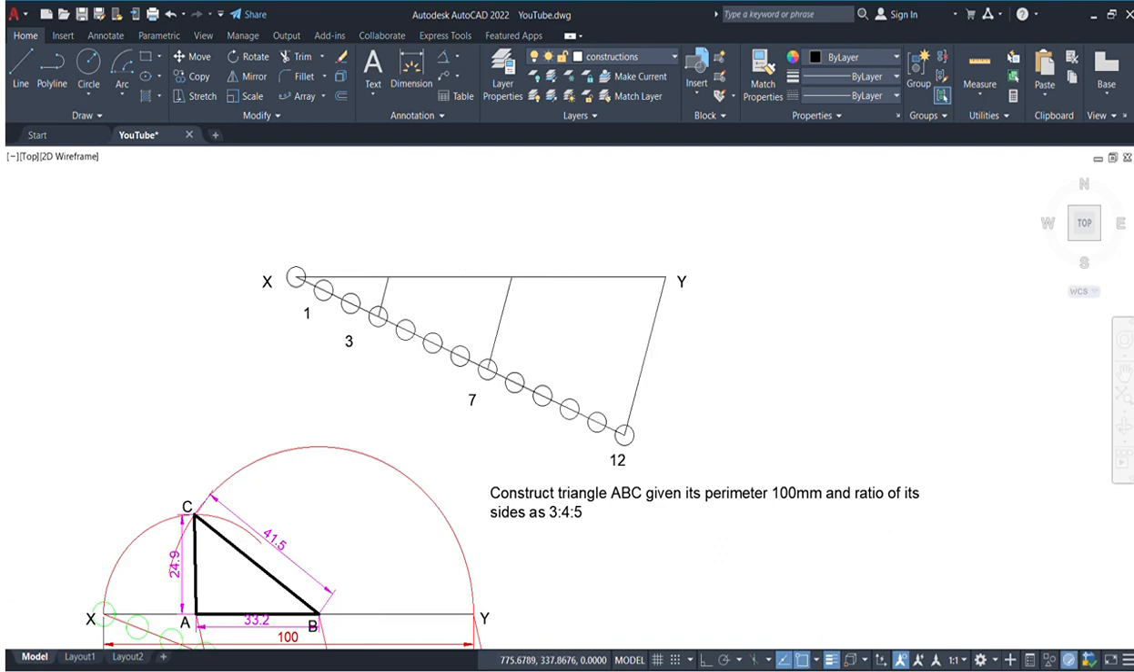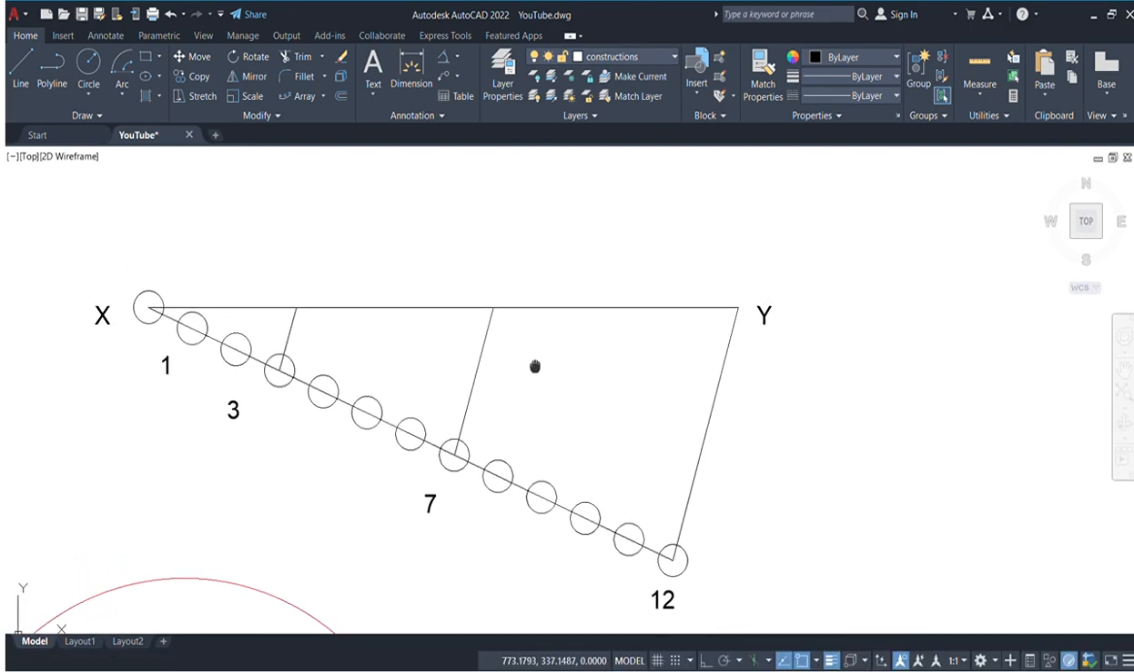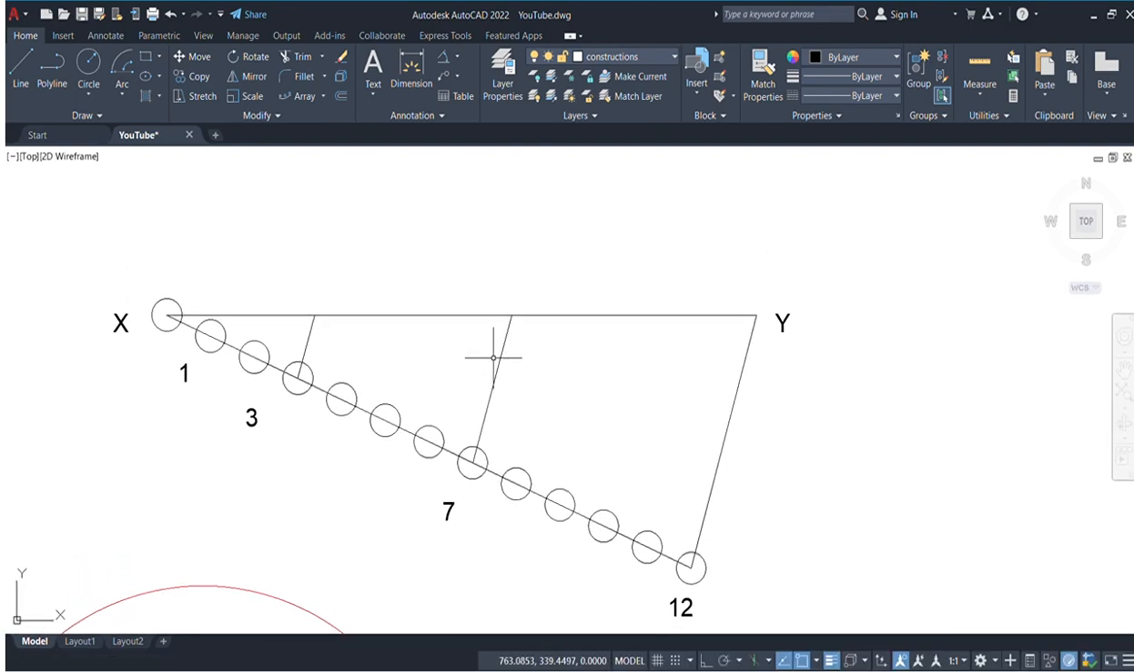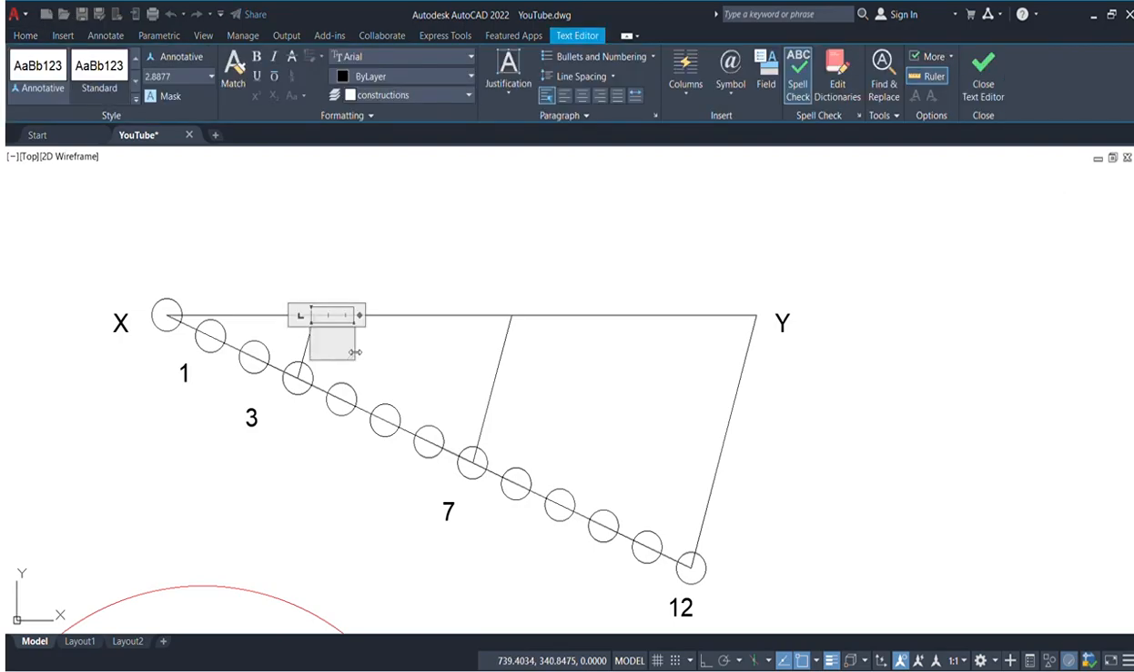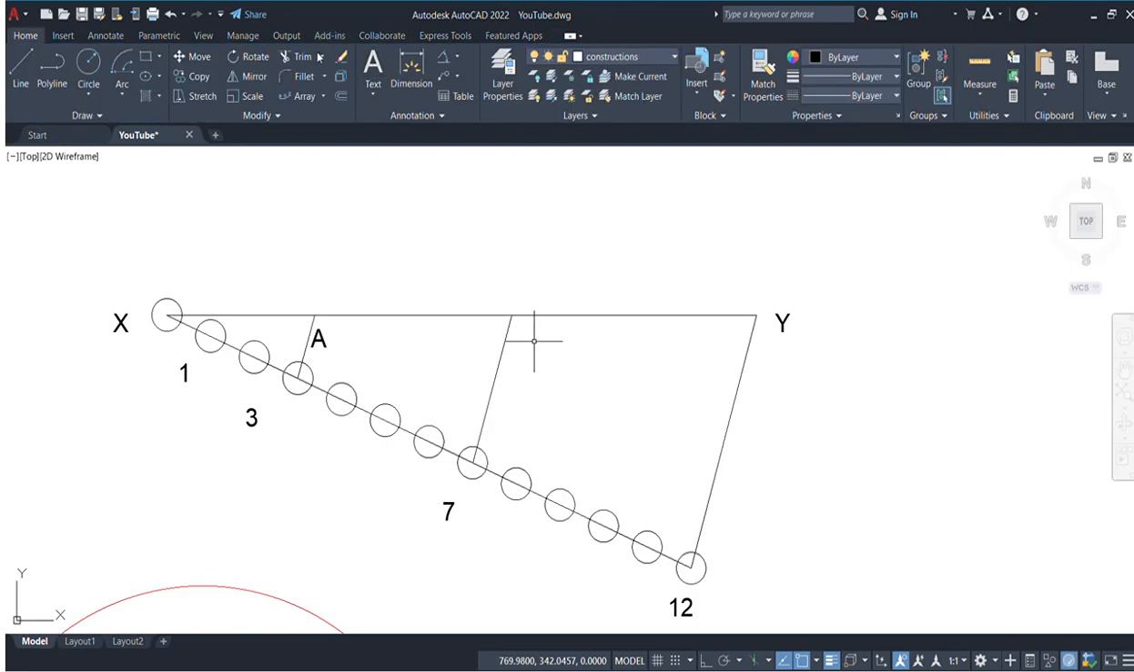So once you do that, so these points, call it this point A, and also call this point B.